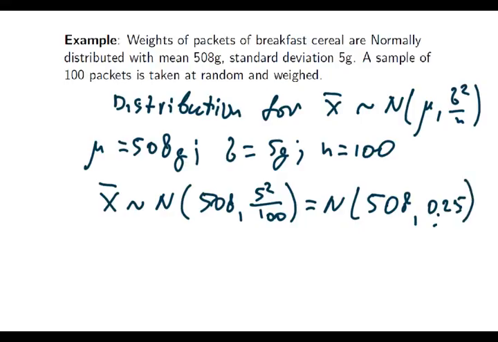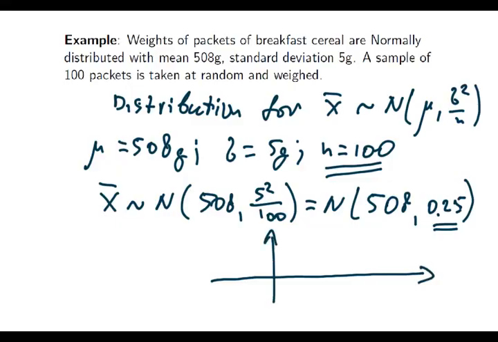So as you can see, this variance is very small, and when we take 100 packets and find mean value for these 100 packets, then we get a mean value which should be very close, which has a very localized distribution. So this will be like this. So the probability density function will be like this, centered at 508. So this spread is very small.